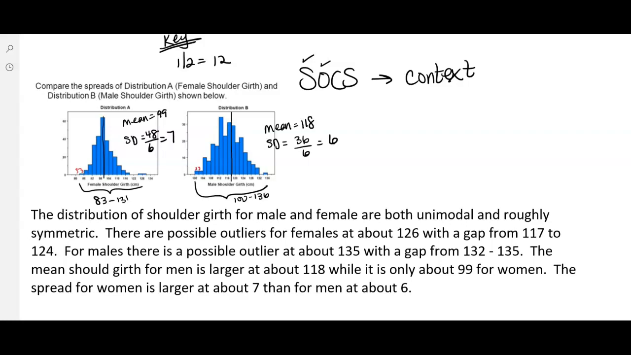So if we wanted to force this to be a more accurate graph, we would have had them both start at the same spot. So they both would have started at 80, and then they both would have ended at 134, and then they would both have to go by 2 or 3. Okay, but again, if you leave out this comparison word, so it's larger, if you leave out a comparison word, you're going to lose points. So you have to make sure that you actually compare the center and the spread.